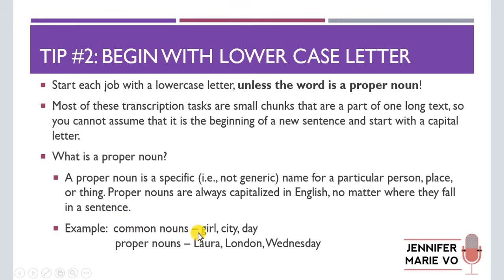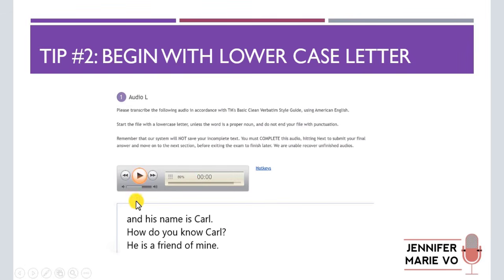So common nouns would be a girl, a city, a day, and as you can see, these are all obviously lowercase letters. And proper nouns, Laura, London, Wednesday. So if the first word in the first sentence that you're listening to is a common noun, like girl, city, or day, for example, you'll start with a lowercase letter. But if it's a proper noun, like the name of a person or a city or a day or anything that you would have to capitalize, then you would capitalize it. So for example here, and his name is Carl, I would start that with a lowercase, not a capital, because I don't know what's coming before this little chunk that I have, so that's what you would do.